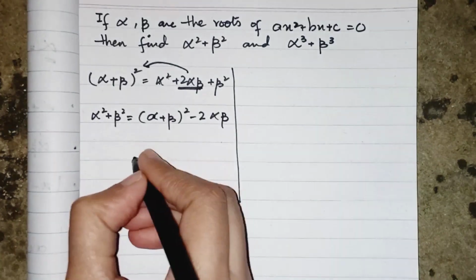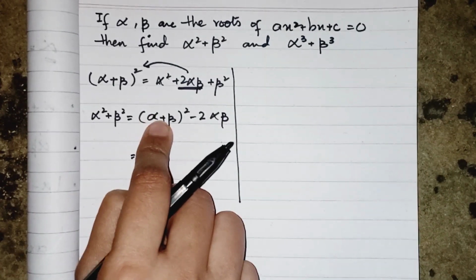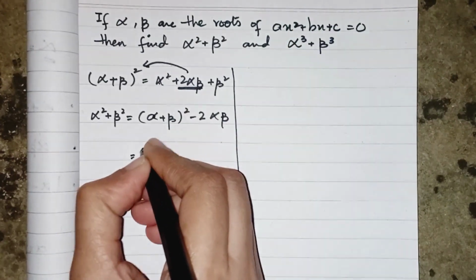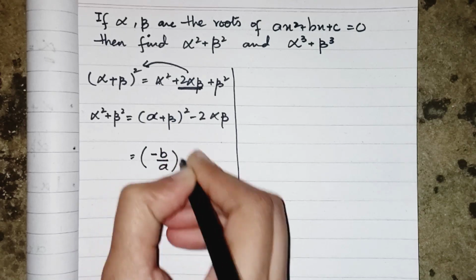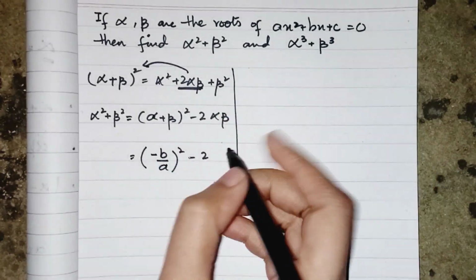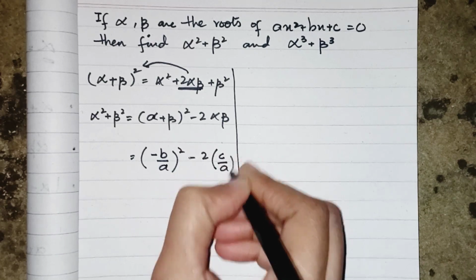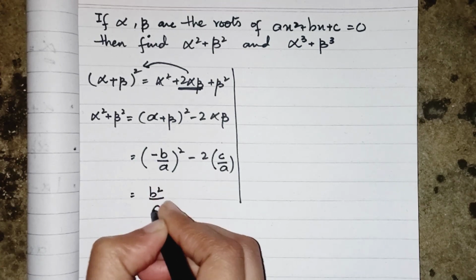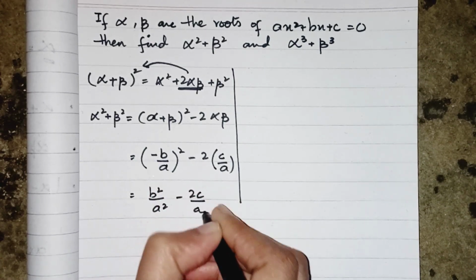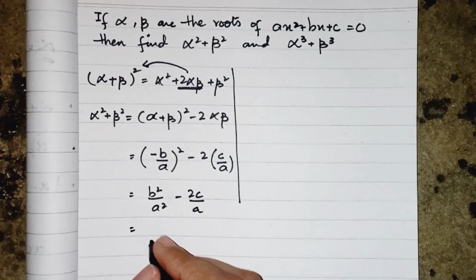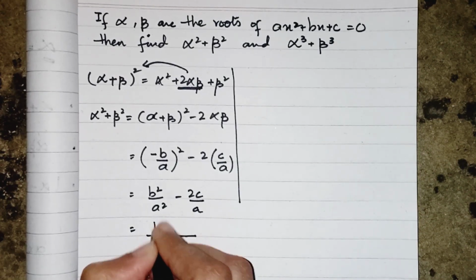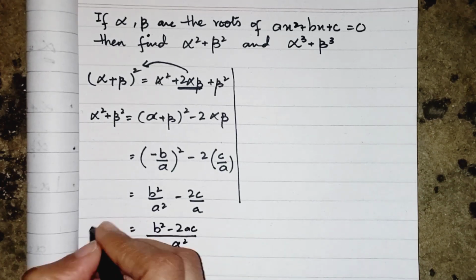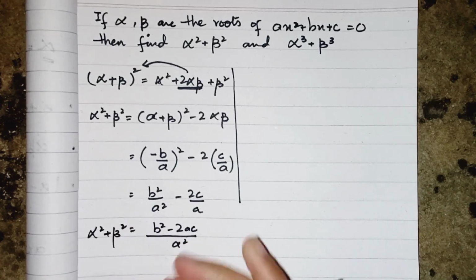And we know that the value of alpha plus beta should be minus b upon a, and the value of alpha into beta will be c upon a. Minus b whole square will be b square upon a square, minus 2c upon a. Now we will get the LCM of both of them, so it will be b square minus 2ac upon a square. We get the value of alpha square plus beta square.